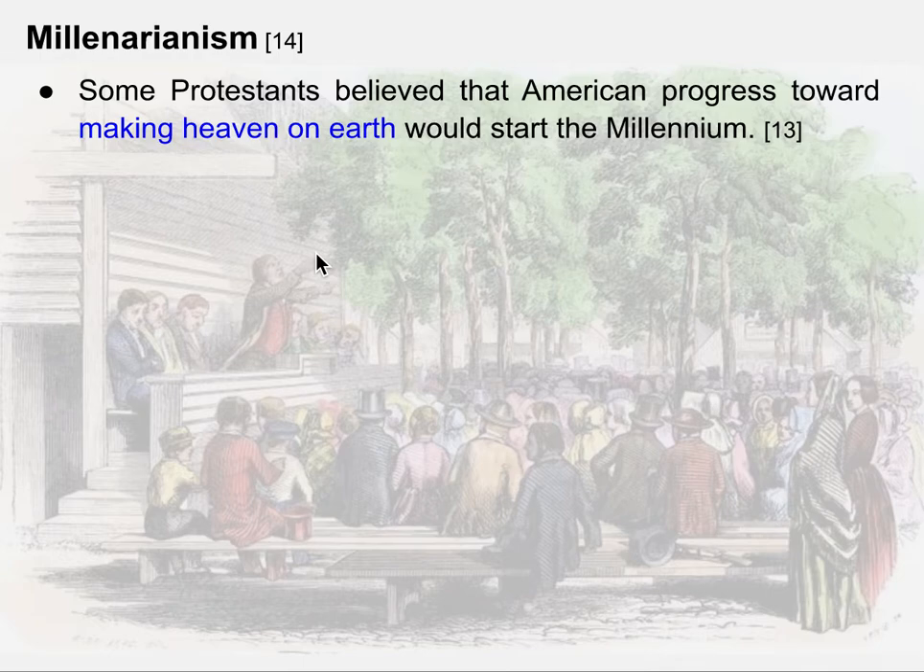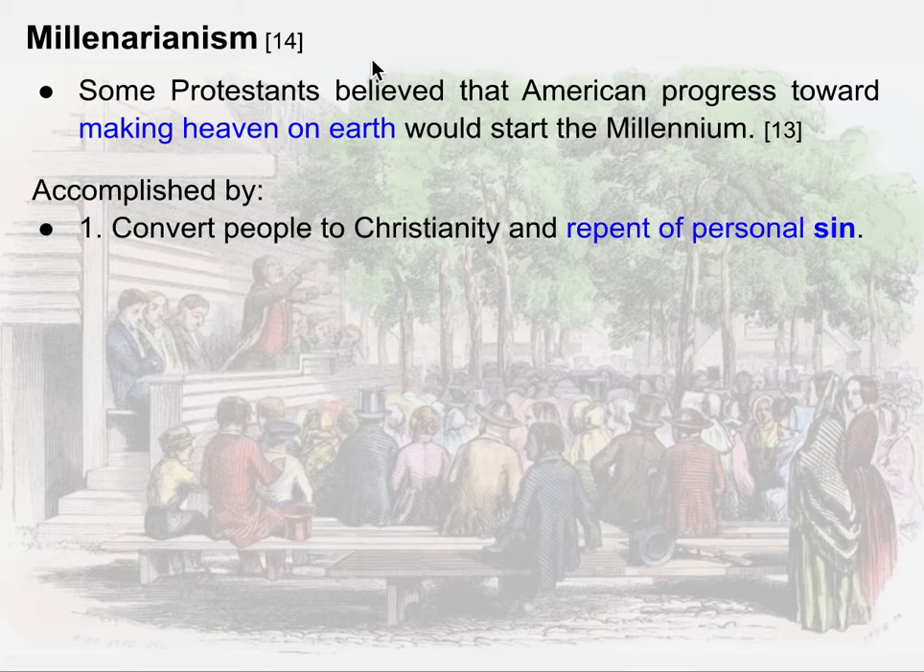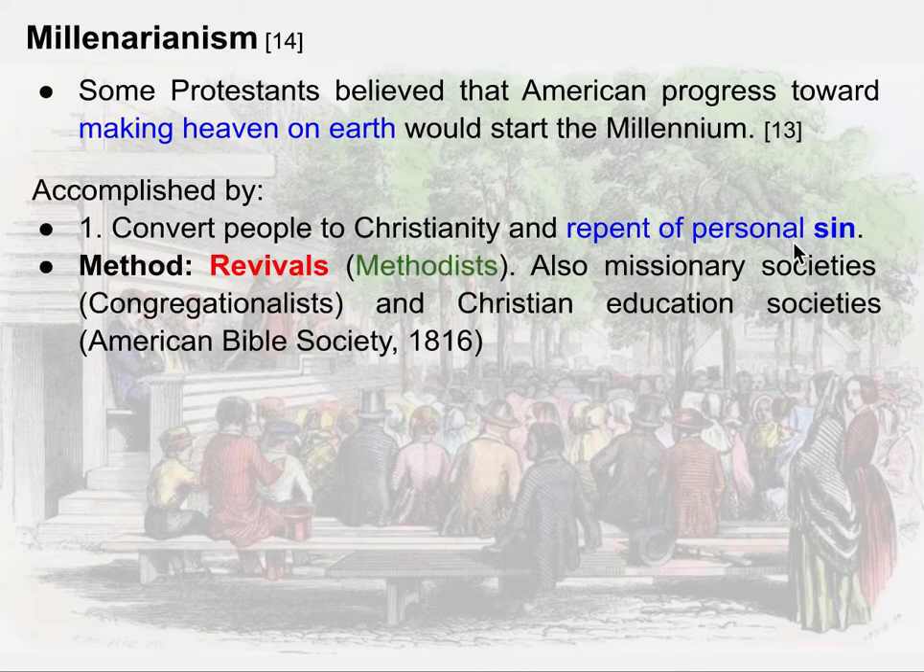So some Protestants believed that American progress towards making heaven on earth would help start the millennium. So how are they going to accomplish this? Basically the idea is that Jesus is going to come, but if we make heaven on earth, that will help it start. So one, you have to convert the people to Christianity and have them repent of personal sin. How are they going to do this? Revivals. These camp meetings were mainly a Methodist method. But there were also missionary societies from the Congregationalists, and Christian education societies like the American Bible Society, started in 1816.